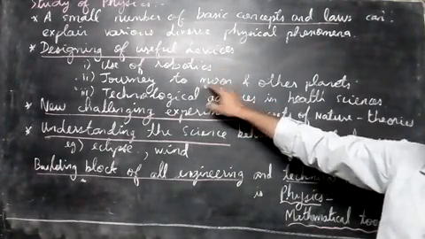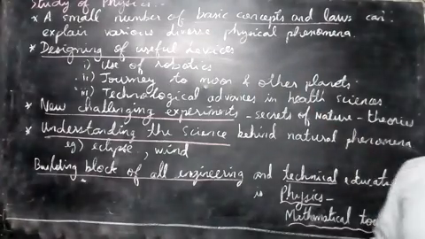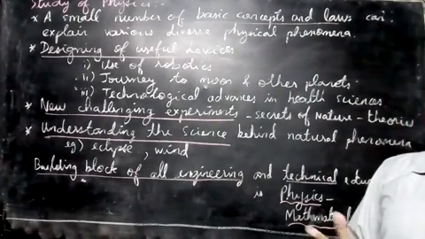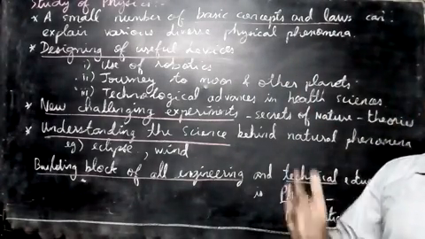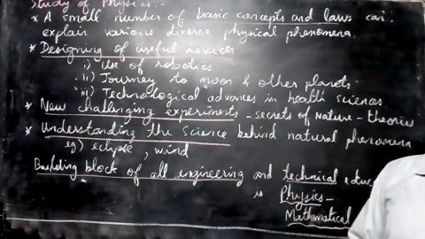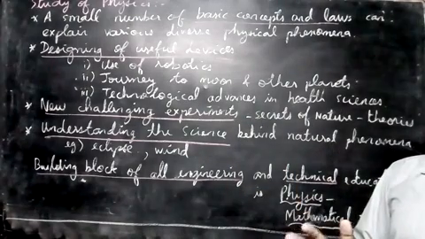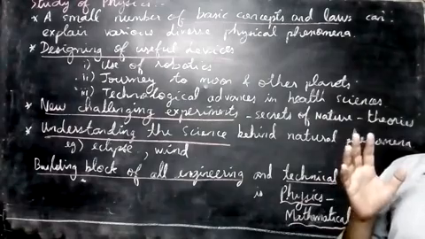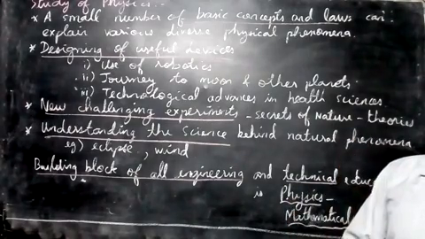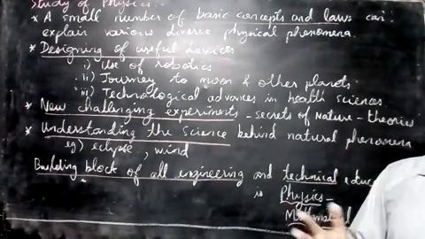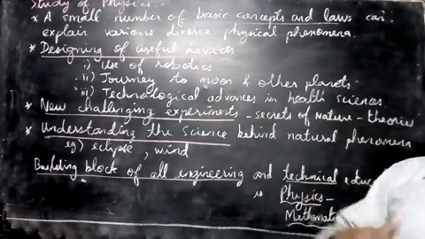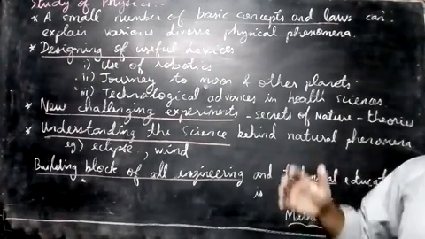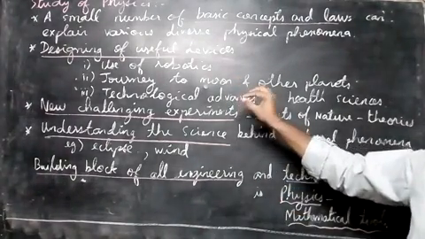The next one is journeys to the moon and other planets. Recently Chandrayaan has gone to the moon. Before that Mangalyaan also went to Mars. And some space probes have crossed the solar system, for example Voyager 1 and Voyager 2. They're going to some other stars. All that comes from a basic understanding of physics.